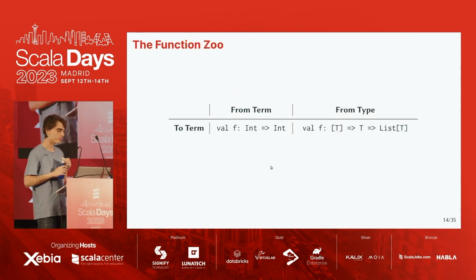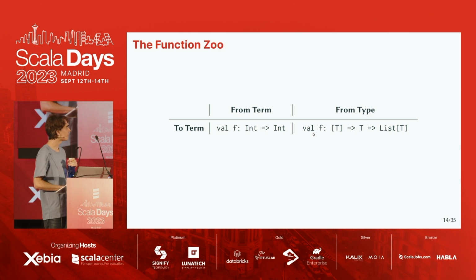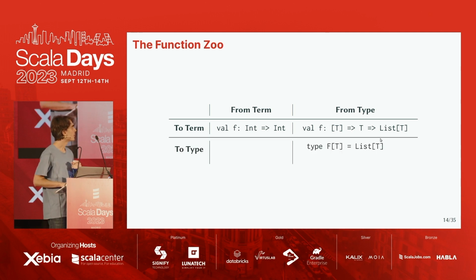So to recap, we've got functions from terms to terms that we're very familiar with. And now we also have functions from types to terms, because f here takes a type t and gives us back a term. So if I pass int here, then I get back a function int to list of int. We also have functions from types to types in Scala, although they're somewhat limited. Like here, I can write type f of t equals list of t, right? And what that means is that I can put a type as input here, and I get back a type.